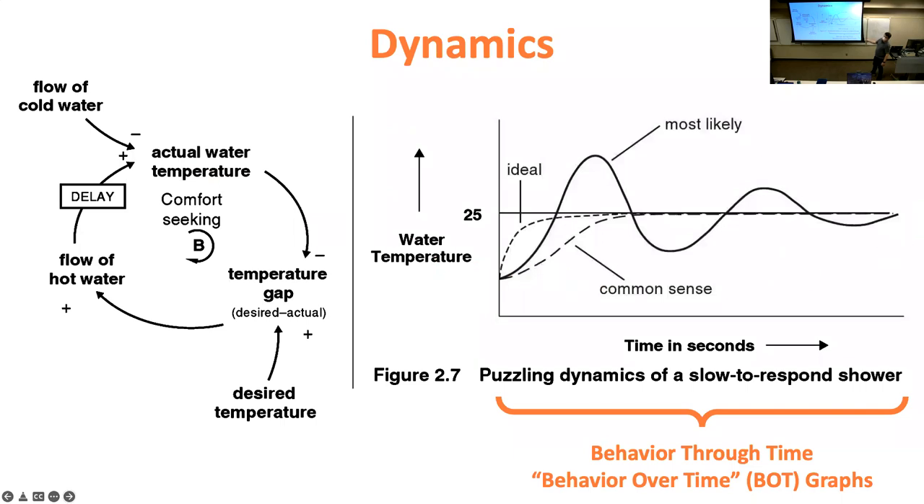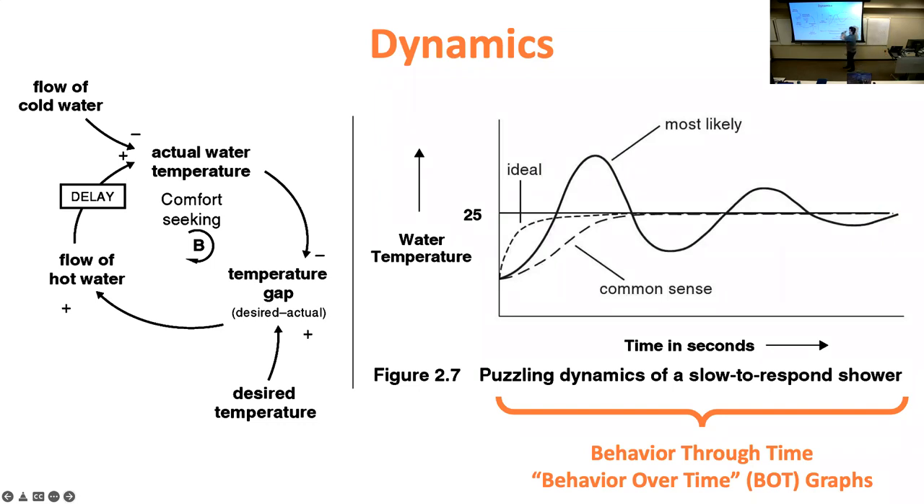The common sense solution is you're going to get in there and it's going to take a little while, the water's going to be cold, but eventually it's going to hit your target temperature. That's the common sense one. But the most likely case is you go in, it's cold, you over-adjust, it becomes too hot, you over-adjust again, becomes too cold, and so on. And eventually, over a long period of time, it settles out.